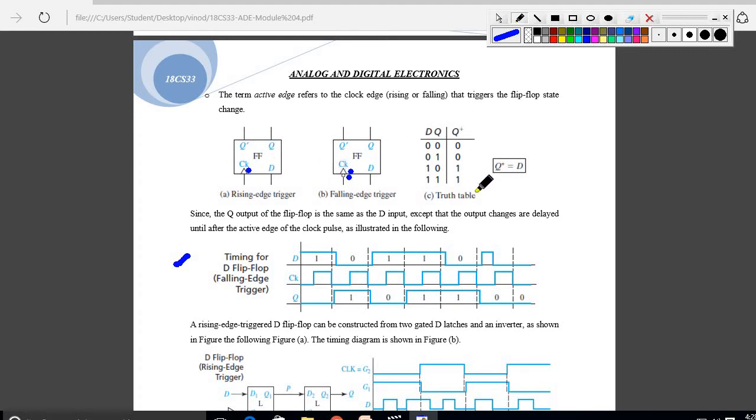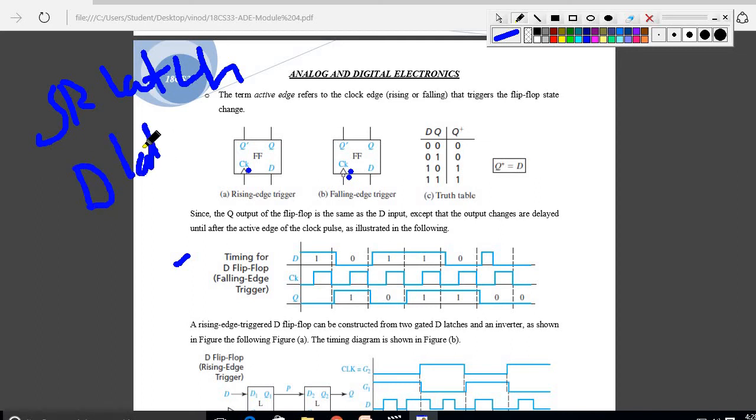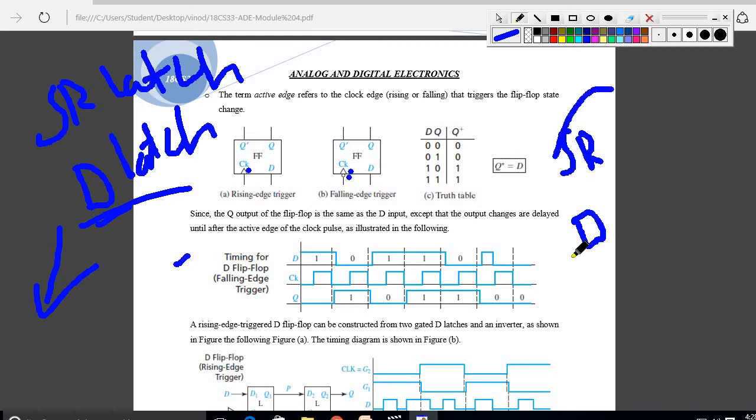Coming to the truth table of the D flip-flop, that is a latch, this is a flip-flop. Regarding the difference between latch and flip-flop, there will be an SR latch and a D latch. Just listen carefully, the truth table combination should be the same for these two latches, but they will not operate on the clock pulse. But the flip-flop SR and D will work on the clock pulse, depending on the rising edge or falling edge, whether a bubble is present or not, we have to see that.